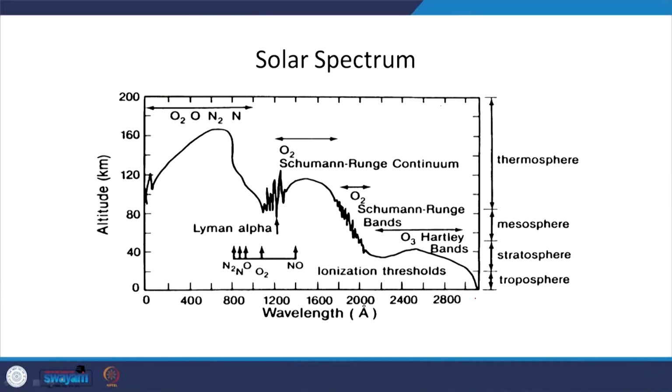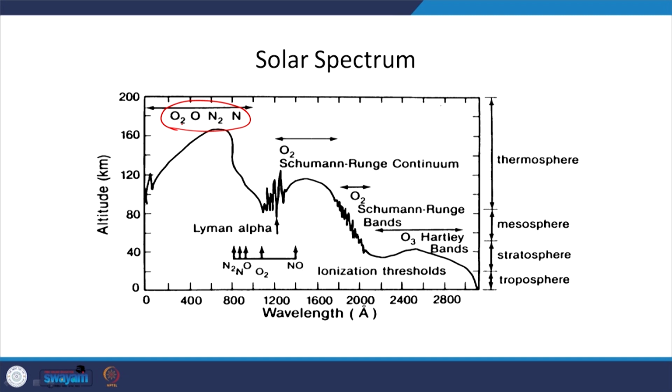So if you just zoom in, what you see on the x-axis is the wavelength in angstroms, 0 to let us say 3000 angstroms, and on the y-axis you have the altitude. What it means is that the incoming solar radiation in this wavelength range gets absorbed at these altitudes. So this curve indicates the altitude of the absorptions, and here you have the major chemical species which will try to absorb this incoming solar radiation.